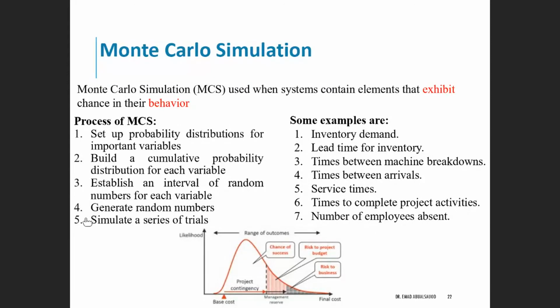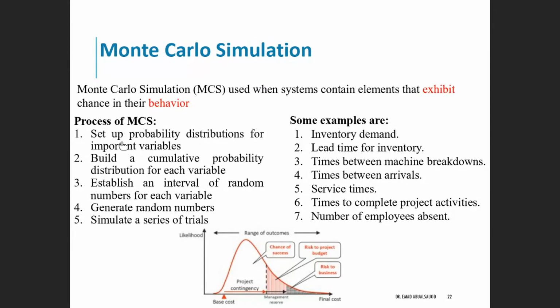The process, if you look at those steps: set up the probability distribution, build a cumulative probability, establish intervals of random numbers for the variables, generate random numbers, simulate a series of trials. If you look at them, they are not far from the general process that we explained about simulation. Those steps that we explained earlier were very generic, and they could apply to any type of simulation. These are more specific to the MCS.